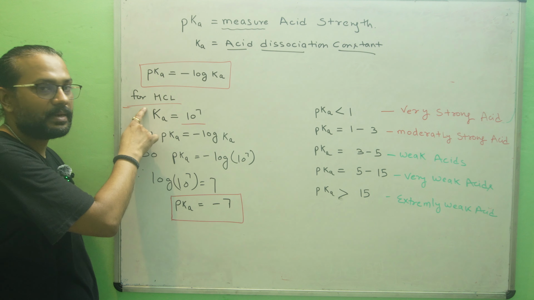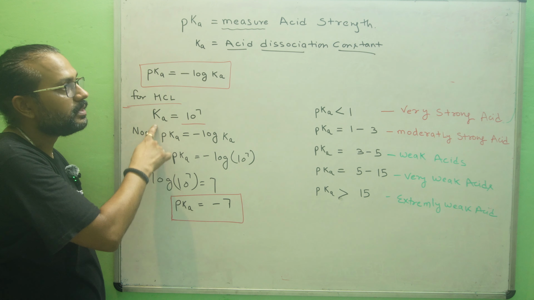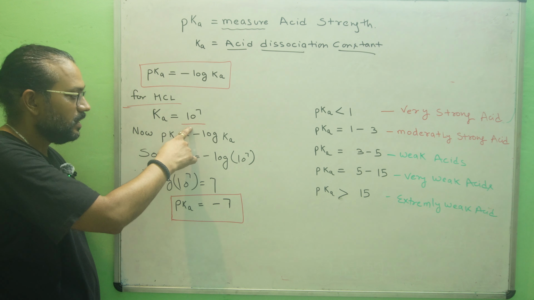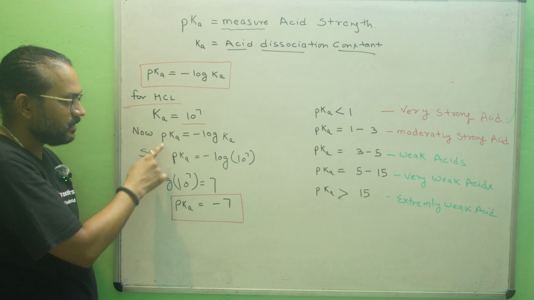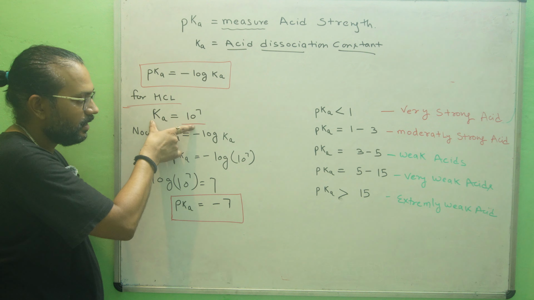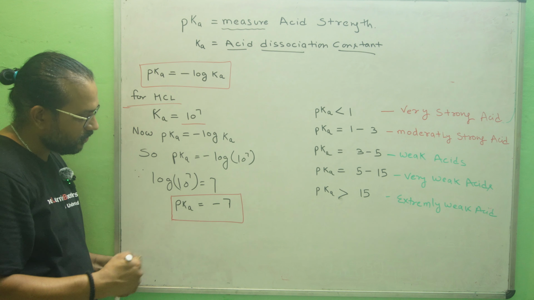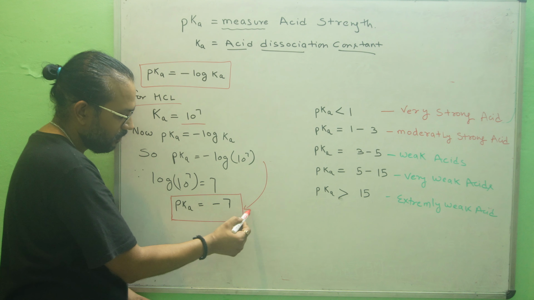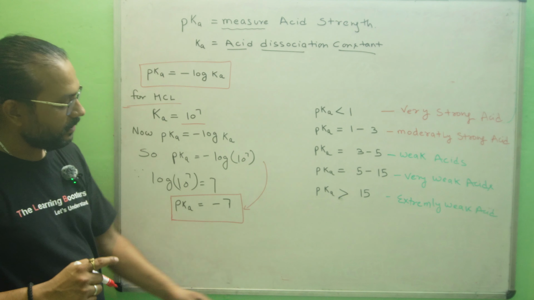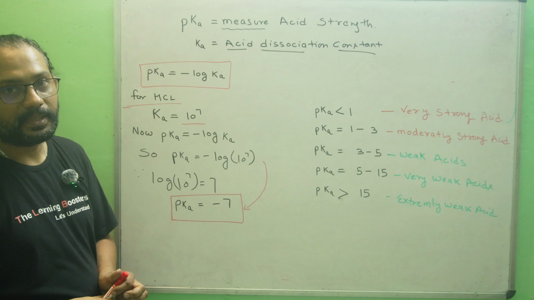For example, let us take HCl. The acid dissociation constant of HCl is 10 raised to power 7. Now when we talk about pKa, we need to put this Ka of 10 to the 7 into the formula, and that ultimately leads to a result that pKa is equal to minus 7.